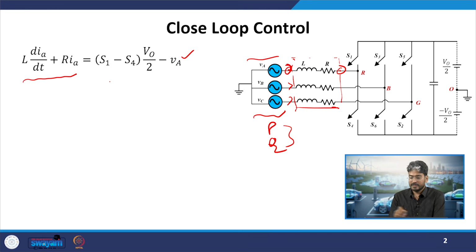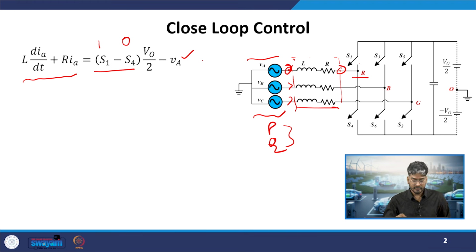So what will that be? That will be the voltage generated between this, suppose first phase. It will be the voltage between VRO and the voltage of the grid. So it is written as S1 minus S4. Those are the status of the switches. If S1 is on, VRO will be equal to V0 by 2. So when S1 is on, we write 1 in place of S1 status and 0 in place of S4. They are perfectly complementary devices, so when one is on, the other one will be off.